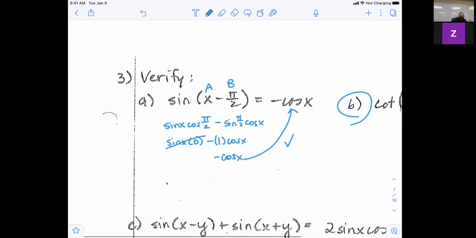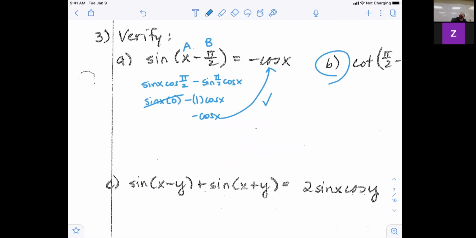All right, that was pretty easy. Again, we're going to skip the cotangent one just because I don't feel like doing that. But the next one's pretty easy too. It says sine of x minus y plus sine of x plus y. Can you use your sine sum and difference identity to break these two up? And then we'll kind of see where to go.